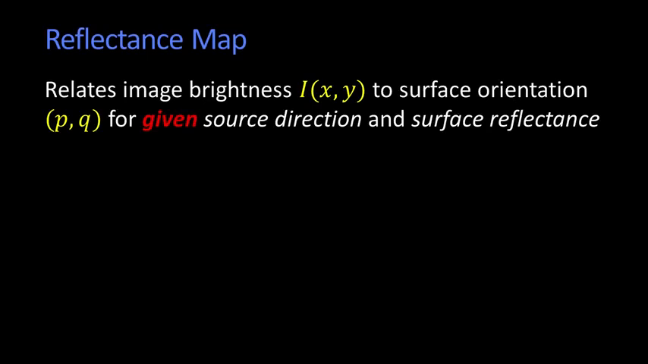So, in order to figure out how to go from an image to the shape, we're going to talk about the reflectance map. The reflectance map relates the brightness I of xy. I'm just going to talk about the brightness in the image, assuming that the image is linear with respect to the light that's hitting it, so I won't talk more about radiance or irradiance. The reflectance map relates the image brightness to the surface orientation, remember PQ, for a given source direction and a given surface reflectance. This assumes, for the moment, that you know the source direction and the surface reflectance.